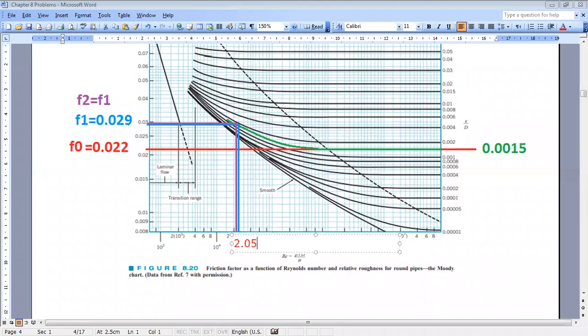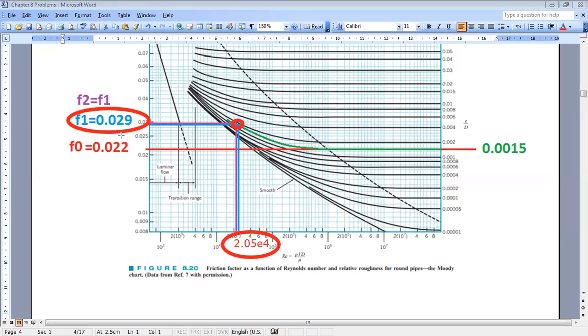If you take this line, its intersection with the green line is nearly the same point, because the new value is very close to the earlier one. So F1 and F2 are nearly equal to 0.029. So you can say that I can stop now, because the second iteration gave me nearly the same value as the previous iteration. So my friction factor is 0.029, and my Reynolds number is 2.05 times 10 to the power 4.